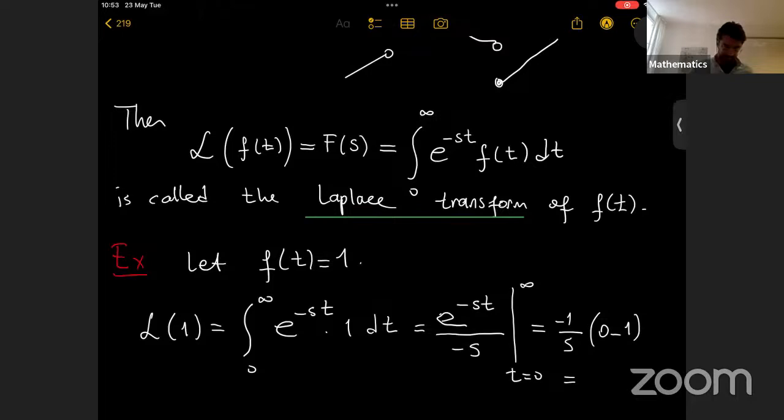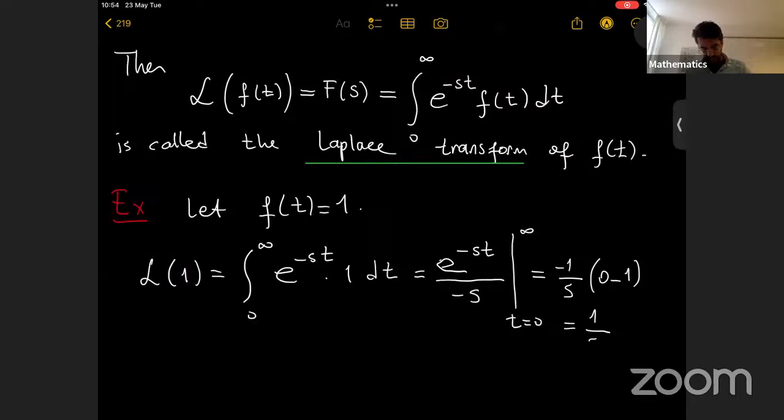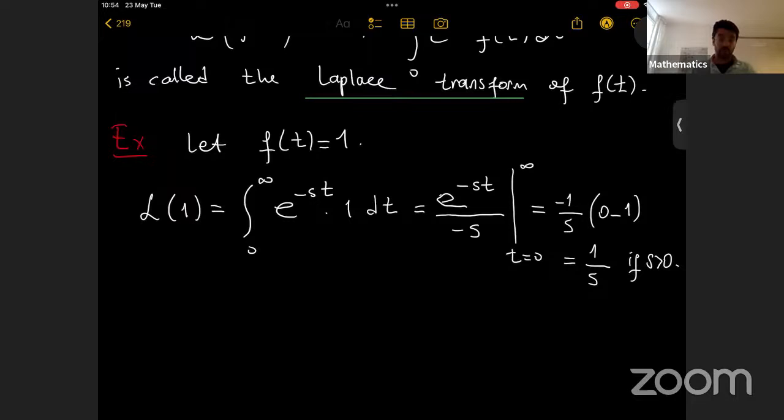1 over s. But be careful here, when you do that, s must be positive, otherwise this integral is not convergent, okay? Because if s is negative, e to the minus st will go to infinity, and this will be divergent. So this is true if s is positive. So what you showed here is the Laplace transform of 1 is equal to 1 over s.